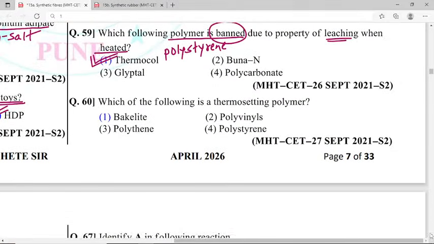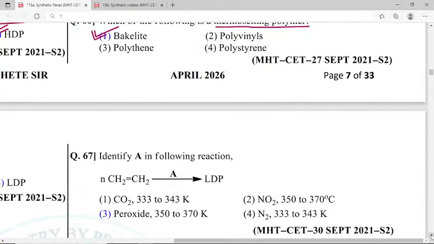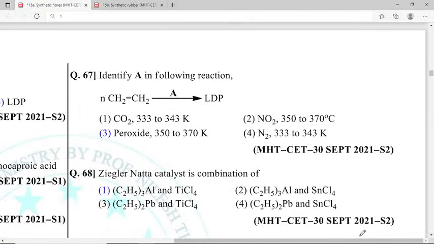Which of the following is a thermosetting polymer? Bakelite is a thermosetting polymer. Polyvinyl, polystyrene, polythene, all these are thermoplastic polymers. Thermosetting polymers do not become soft on heating. Bakelite is the example, and bakelite has the monomers phenol and formaldehyde resin. Bakelite is very hard in nature.